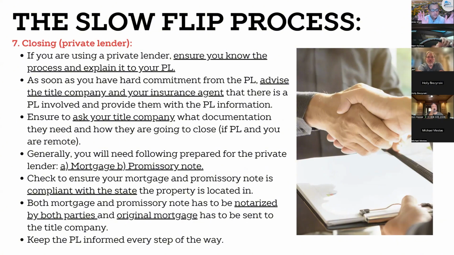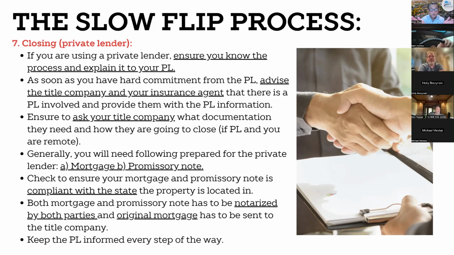So generally, you'll need two documents if you have a private lender. You will need to have a mortgage created and a promissory note. The mortgage is the most important one because that's what the title company is interested in, because your deed is associated with that mortgage, right? There's a mortgage that is associated with that deed. So the title company needs to know that. And guess what? The title company would need the original. They would need the original and they would need it notarized.